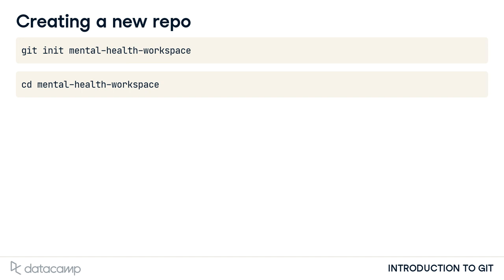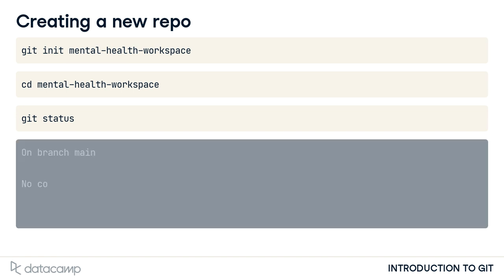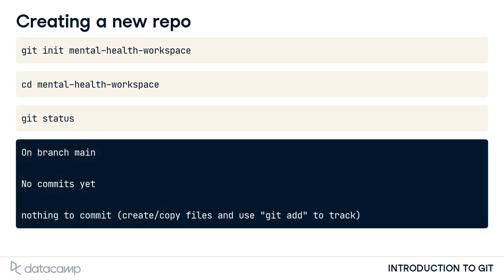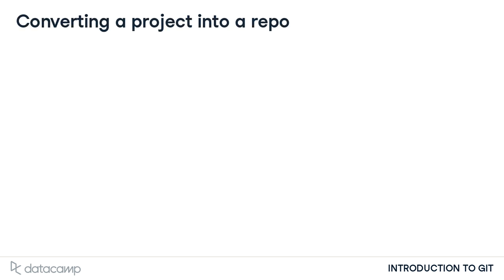We can check that the Git repo has been initialized correctly by running the git status command. Success! The output confirms we have a Git repo and suggests that once we've created files, we can use the git add command to track them using Git. Now we know how to create a Git repo from scratch.